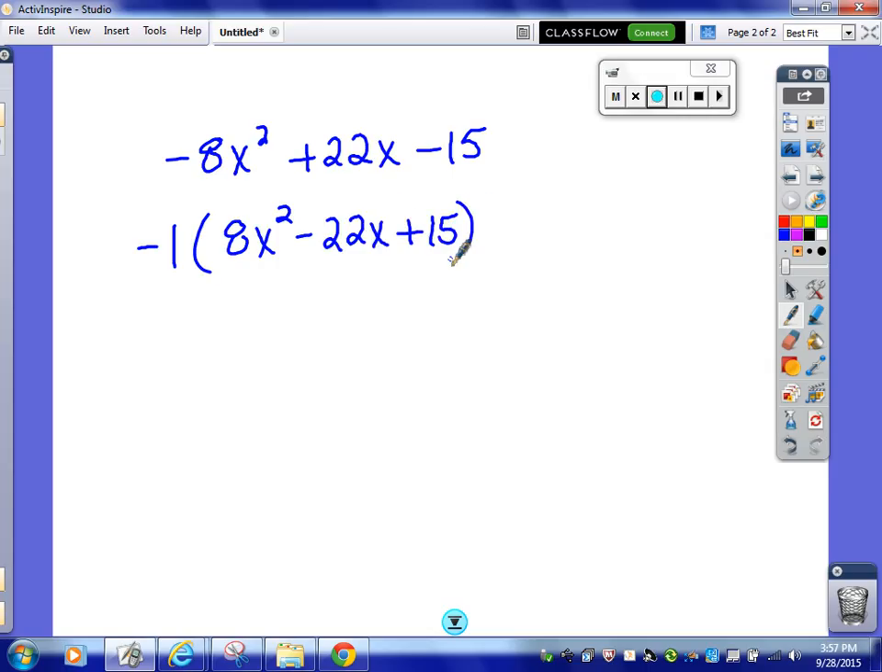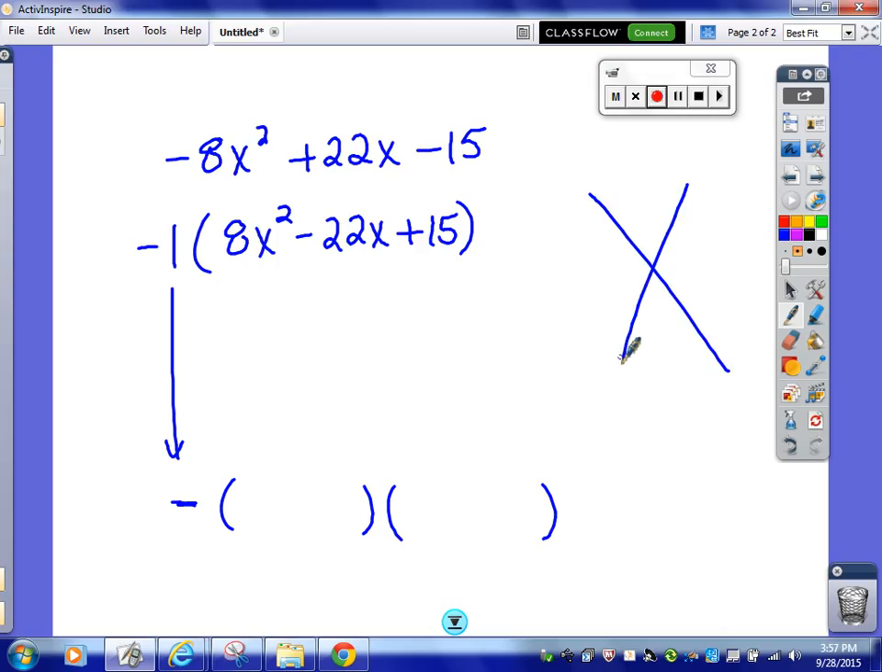Now that GCF, that common factor, is going to go in front of my final answer. I'm not going to use it in my next steps when I go to factor that trinomial. All right, let's go A times C. 8 times 15 is 120. So it multiplies to give me 120, but adds to give me negative 22. Think of what those numbers are. Hopefully you said negative 10 and negative 12. So I'm going to rewrite that middle term: 8x squared minus 10x plus negative 12x plus 15.